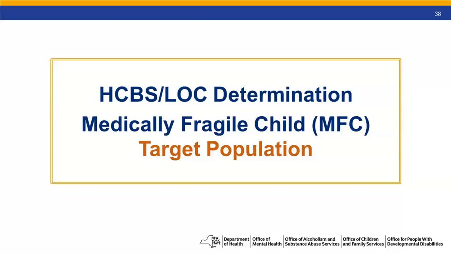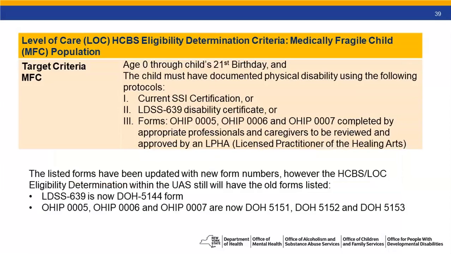So we're going to do the same thing with the medically frail population. So again, the child needs to be under the age of 21, and then the child must have a documented physical disability. So you have 3 choices here of how you could pursue to receive or document the physical disability.